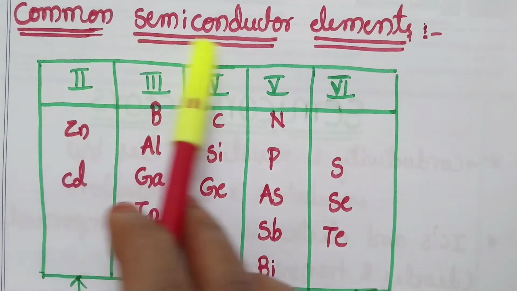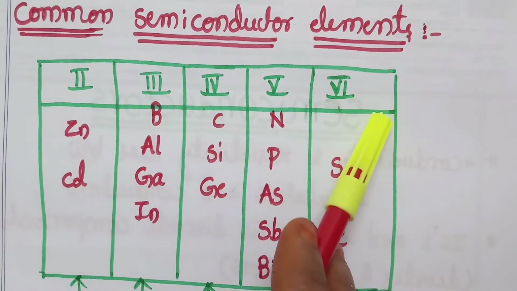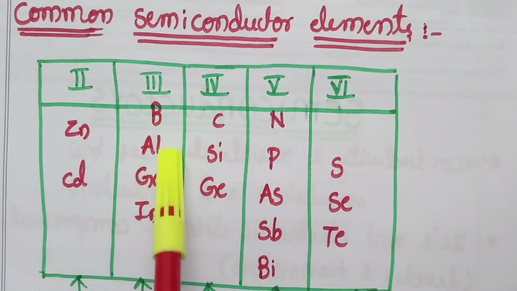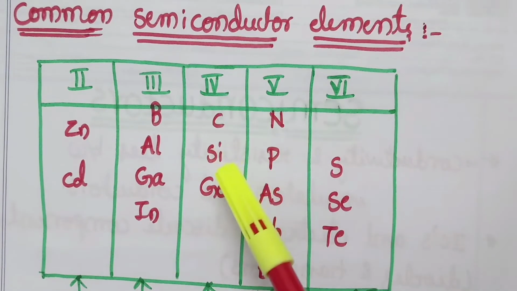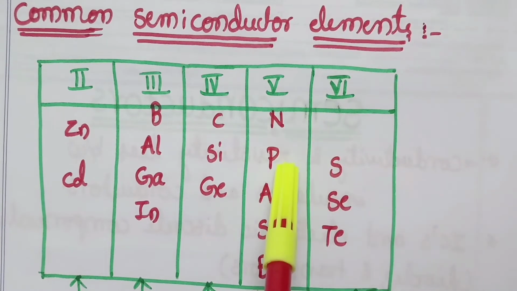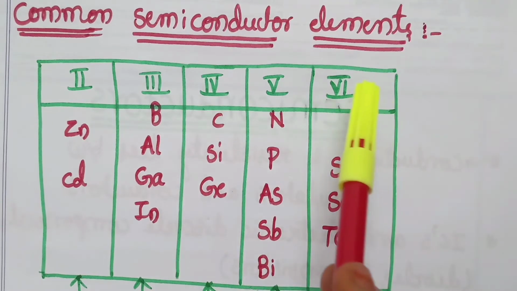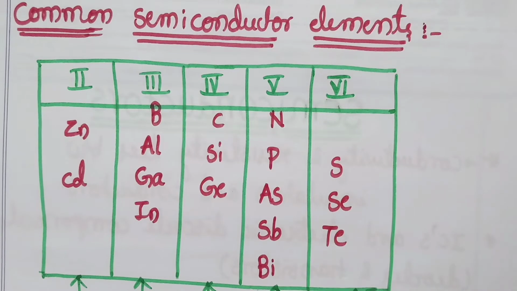The most common semiconductor elements are from groups 2, 3, 4, 5 and 6. In group 2 we have zinc and cadmium. In group 3 we have boron, aluminum, gallium and indium. In the fourth group we have copper, silicon, germanium. In the fifth group we have sodium, phosphorus, arsenic, platinum and bismuth. And in the last one, the sixth group, we have sulfur, selenium, tellurium. These are the elements that are used in electronics as semiconductor elements.